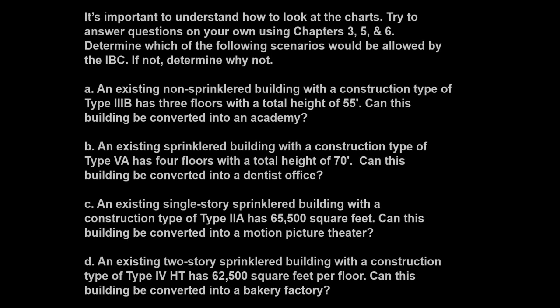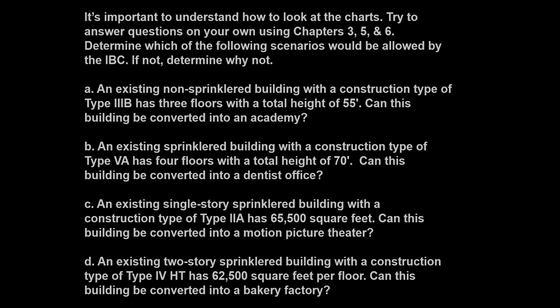All right, so now we're talking about a single-story sprinkler building with a construction type of 2A that's got 65,500 square feet. Okay, wait, this is a whole different question, isn't it now? We're not talking about height. We're not talking about floors. Well, that's a single story, so it gave us that piece of information. But it's 65,000 square feet. So now we have to look at a different table to see if this is going to work.